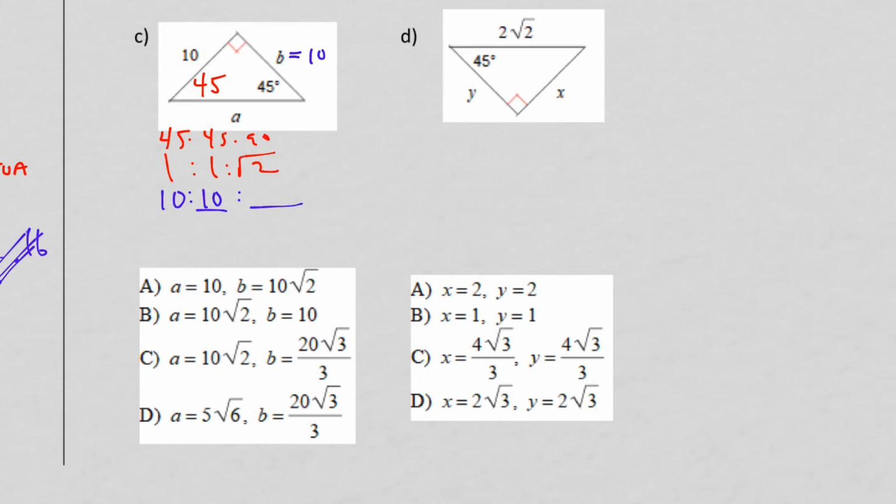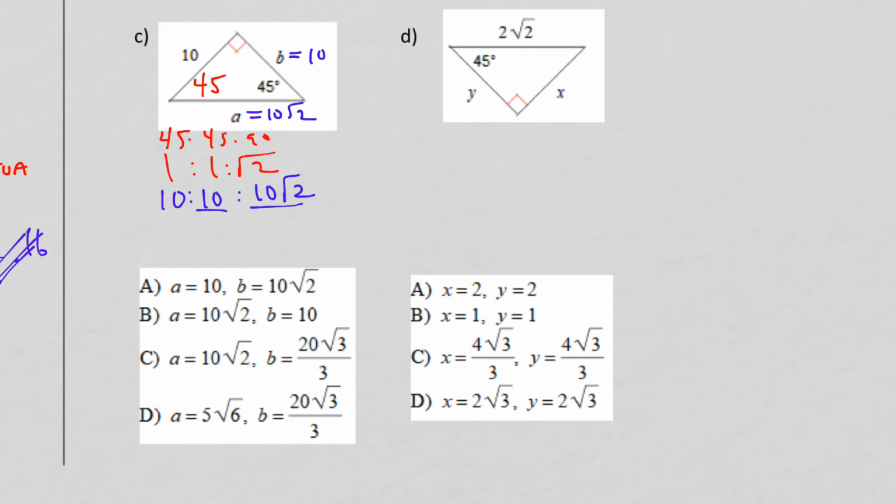To finish, I need to find the longest side, the hypotenuse. So here, to find the longer side, we multiply up. So 10 times a factor of radical 2 is just 10 radical 2. And so I found that A equals 10 radical 2.